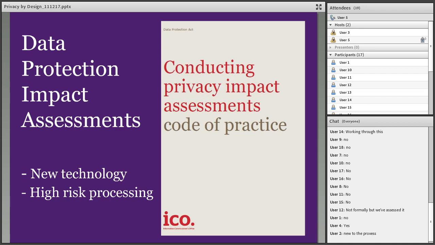First of all, it's useful to note that the ICO has a really good privacy impact assessment code of practice that you can see on your screen. We used to refer to them as PIAs, but that code of practice will be really useful when you're referring to DPIAs as well. It'll be a key document for your charity to use when looking at how exactly to go about conducting a DPIA.